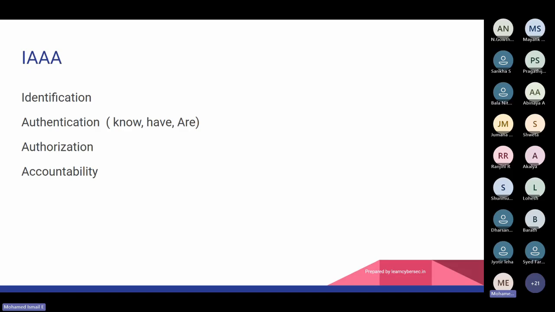Identification, authentication, authorization, accountability. In authentication type, we have three methods: what you know, what you have, and what you are. What you know is user ID and password. What you have may be MFA or a mobile phone. What you are is biometric: your fingerprint, palm, iris scanner, or face recognition. Whatever biometric falls under what you are.